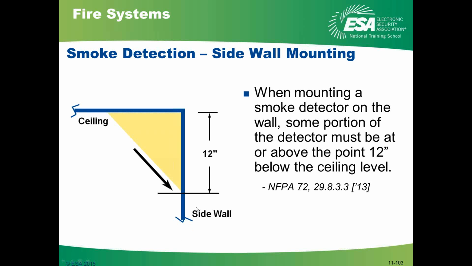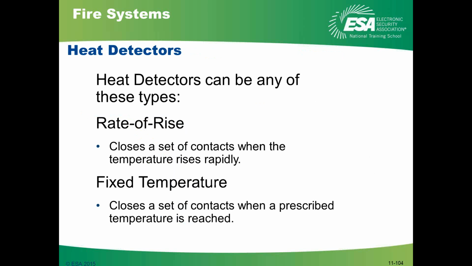The requirement that some portion be at or above 12 inches still remains there. And again, this has been controversial, and it still is. So there's been a lot of discussion as to why this was done, but they did studies and everything and got it pushed through as a change. The heats, we talk about rate of rise, fixed temperature, so are the 2 types.